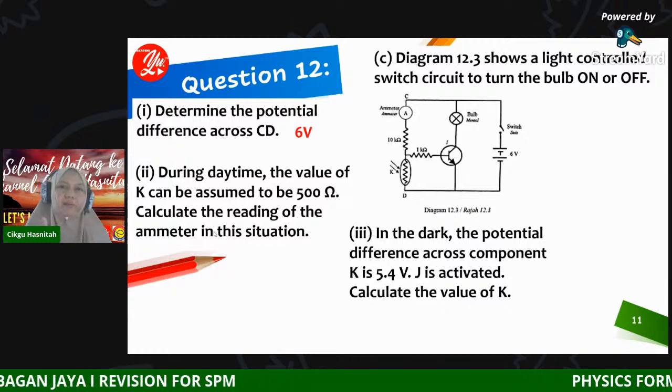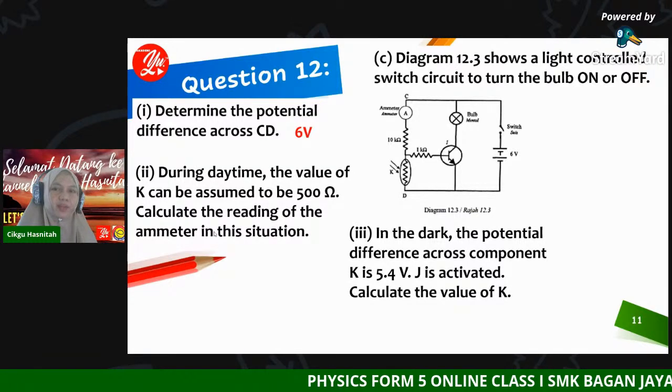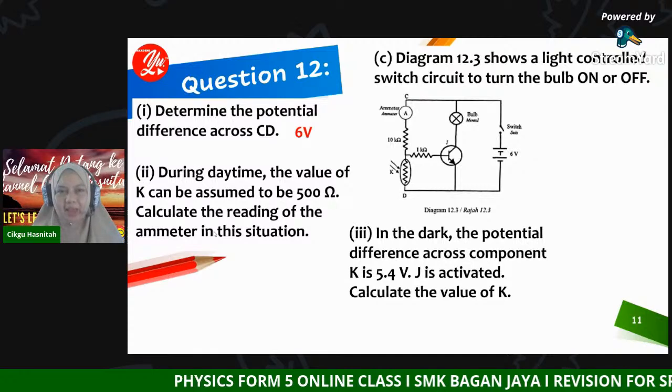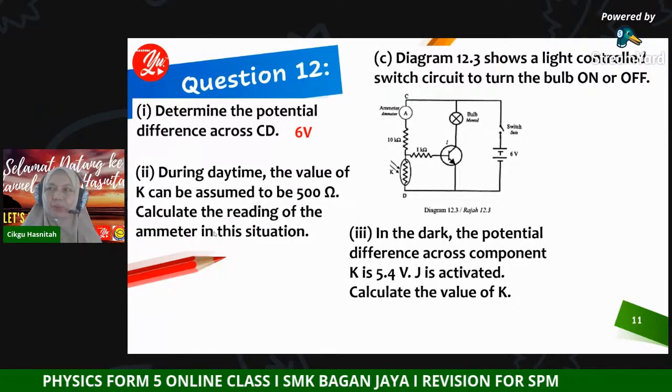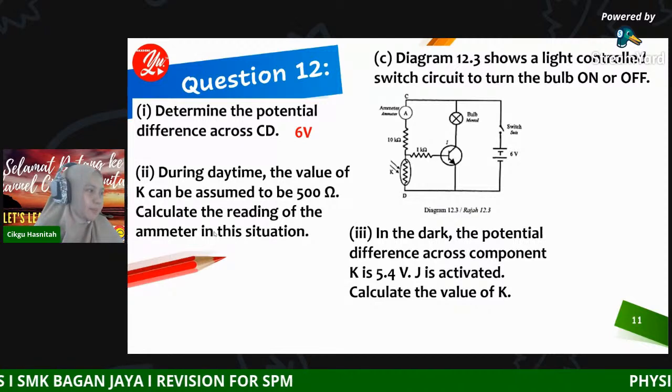Okay, I give you 1 minute to do the calculation and find the reading of the ammeter. Okay, you may do your calculation now before I show you the answers.